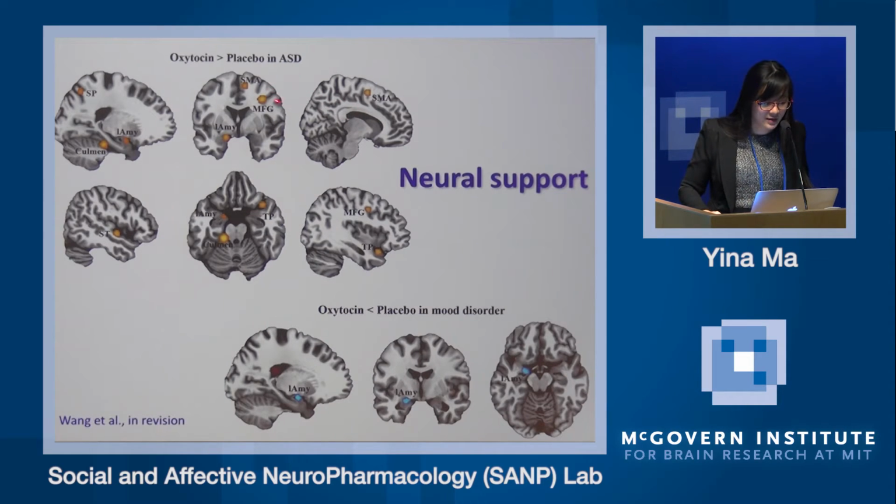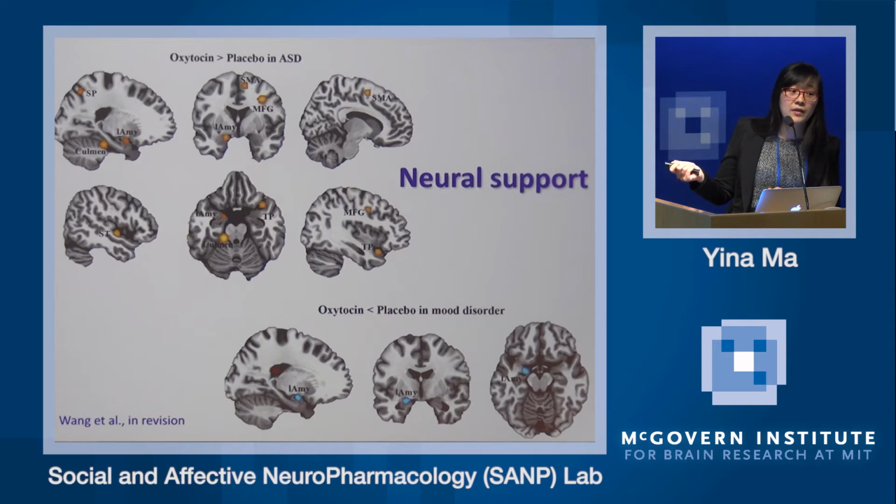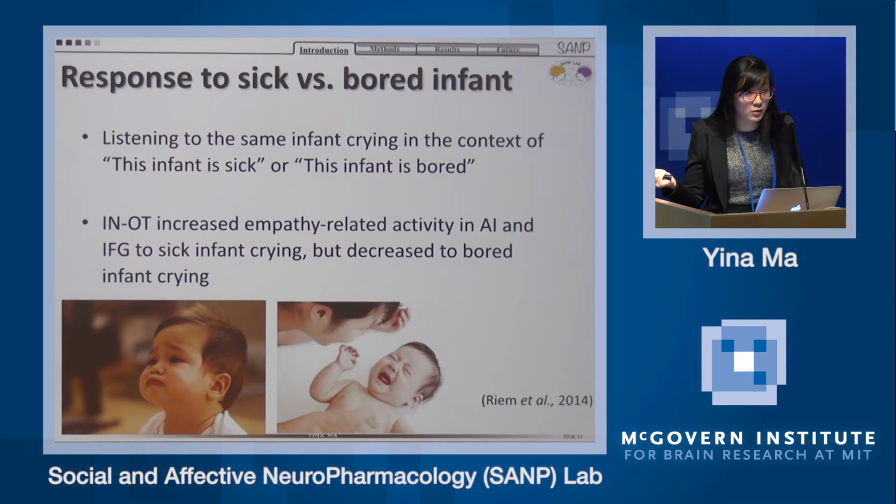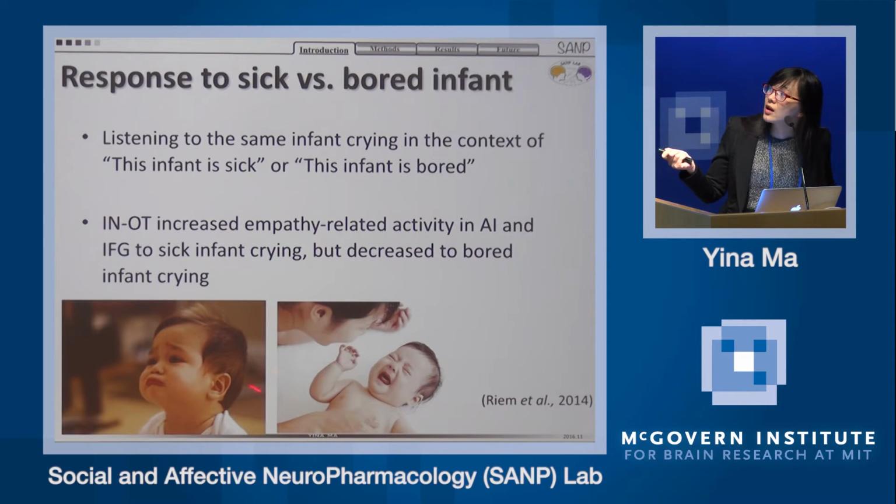Next, I want to show you a recent intranasal oxytocin combined fMRI study. After administration of oxytocin or placebo, females were scanned while listening to infant cries. They were listening to the same set of infant cries, but these were labeled in two ways. One said the infant is crying because he's sick. The other said the infant is crying because he's just bored. What they found is that intranasal oxytocin increased the empathic responses in the typical empathy-related regions, such as the anterior insula and the inferior frontal gyrus, to the infant cry labeled as sick, but decreased these activations to the bored infant crying.